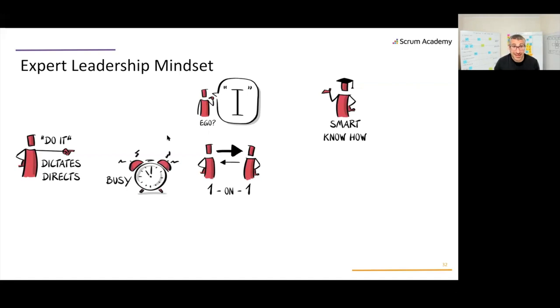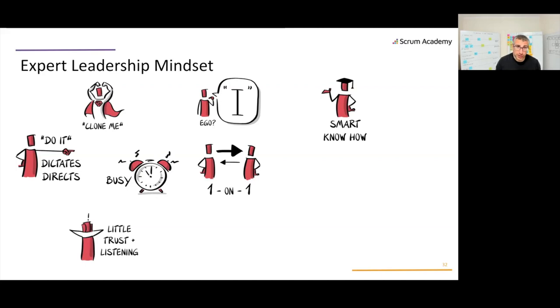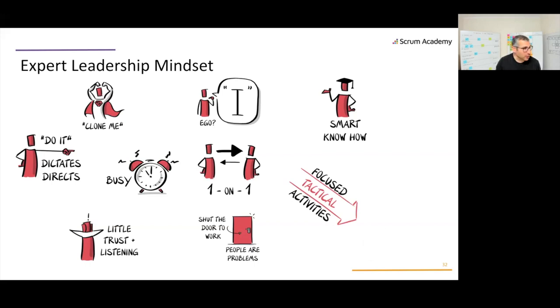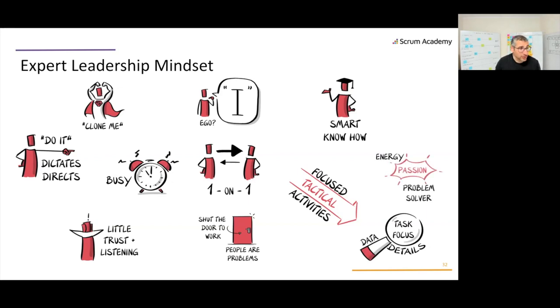In most cases, these leaders are extremely busy, right? As they want to take most of the decisions themselves and do most of the things themselves, they tend to be very, very busy, very little free space on their calendar, very little trust in people, don't listen that well, want to clone themselves, which again relates to probably the ego piece. People are problems, mostly a shut door, not an open door policy. Very tactical focused, very much focused on the individual tasks. And yes, they're very energetic, they're very passionate, and they are probably really, really good problem solvers, right? That's the expert leader. We will talk later about why this leader type is called expert leader.